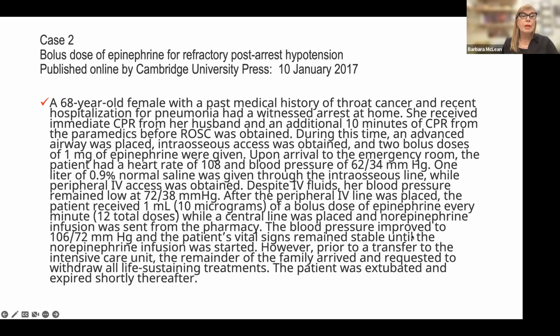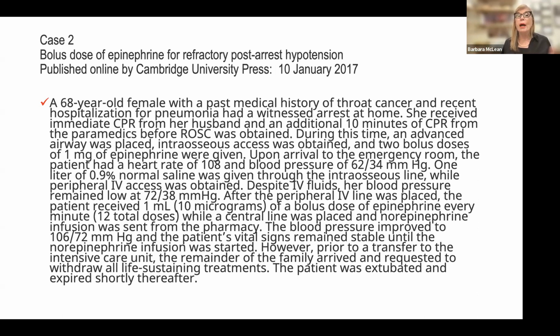And we look at the next patient, a 68-year-old female with past medical history of throat cancer, recent hospitalization for pneumonia, witnessed arrest at home, who gets CPR from her husband, and another 10 minutes of CPR from the paramedics before ROSC was obtained. During that period, they had placed an endotracheal tube, an intraosseous access, and 2 bolus doses of 1 milligram of epi were given. That was cardiac arrest epi, not really bolus dosing for hypotension. So she got her cardiac arrest epi, and comes to the hospital.